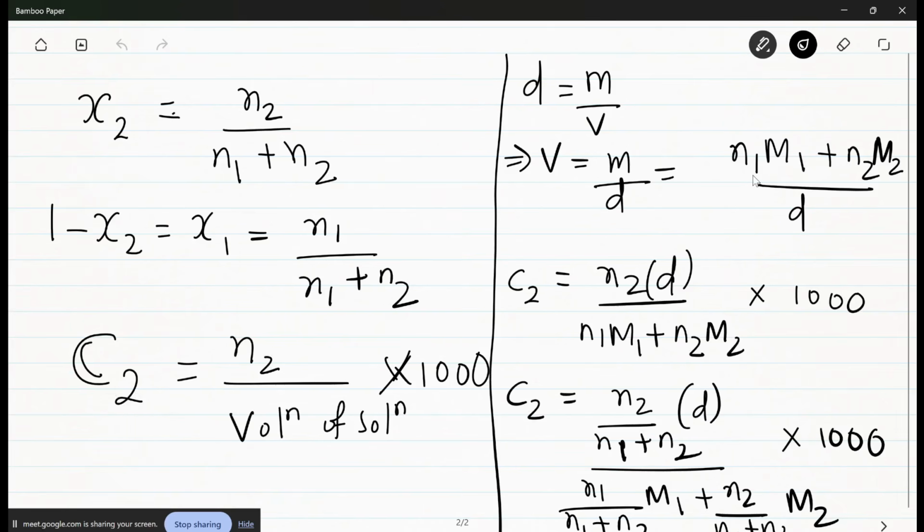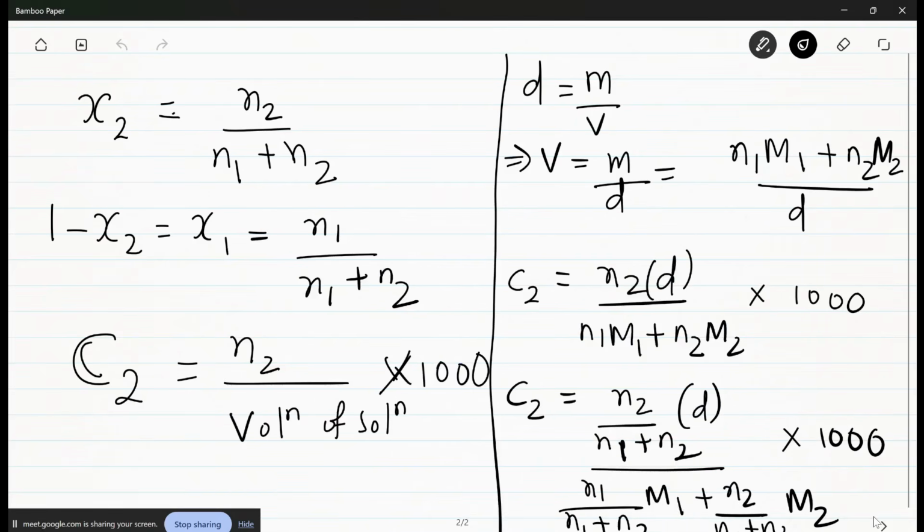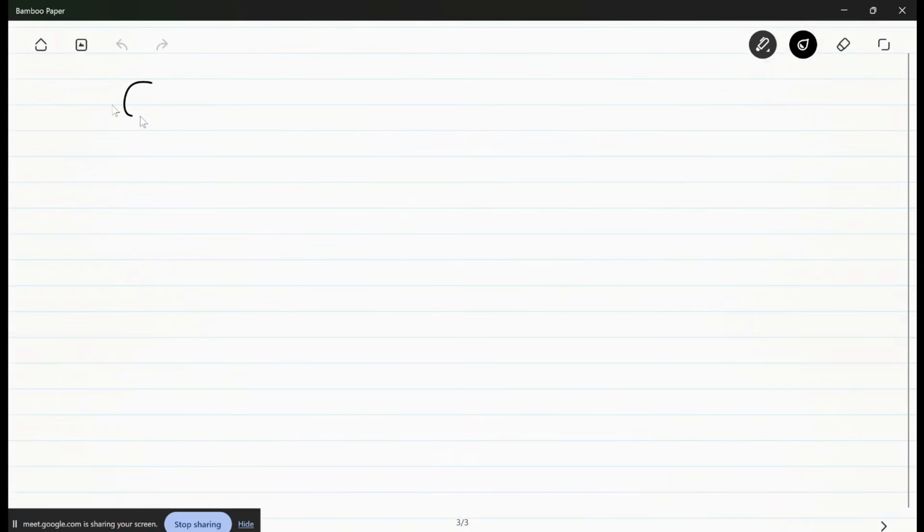of solution into 1000. So now here, using density we calculated the volume of solution, and then we have divided by n1 plus n2 throughout the solution. Okay. So next you see what will happen if I divide n2 by n1 plus n2. Yes, C2 will be x2 by x2 into t.